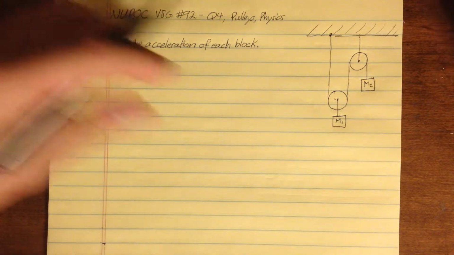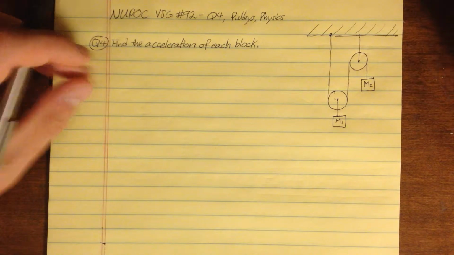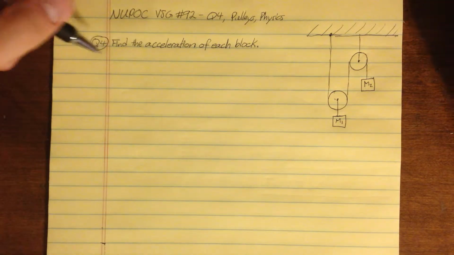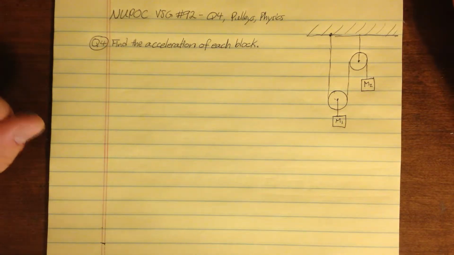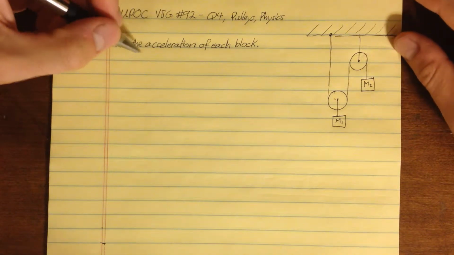We're just going to have this system set up, and it's as if I would just release M2 or just let the system go, and see how the blocks accelerate, see how the whole system accelerates. Okay, since this is a dynamics problem, when we sum forces, we're going to set it equal to mass times acceleration, instead of setting it equal to 0 like we do for statics.